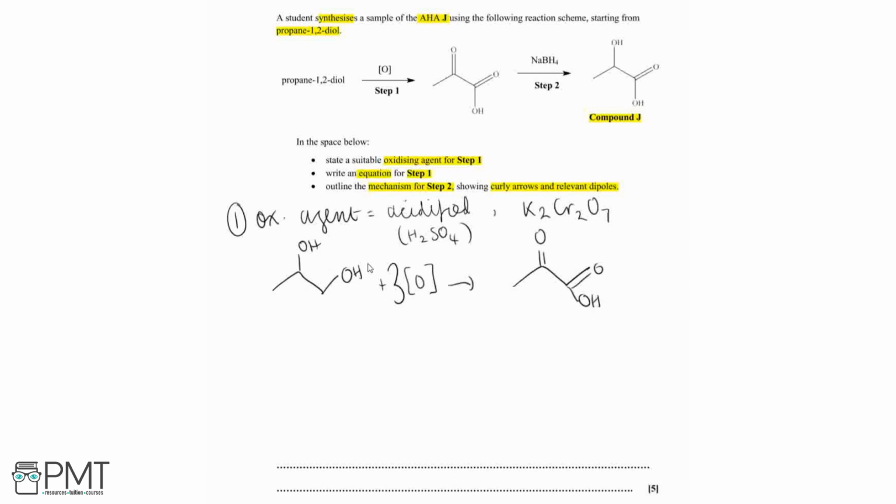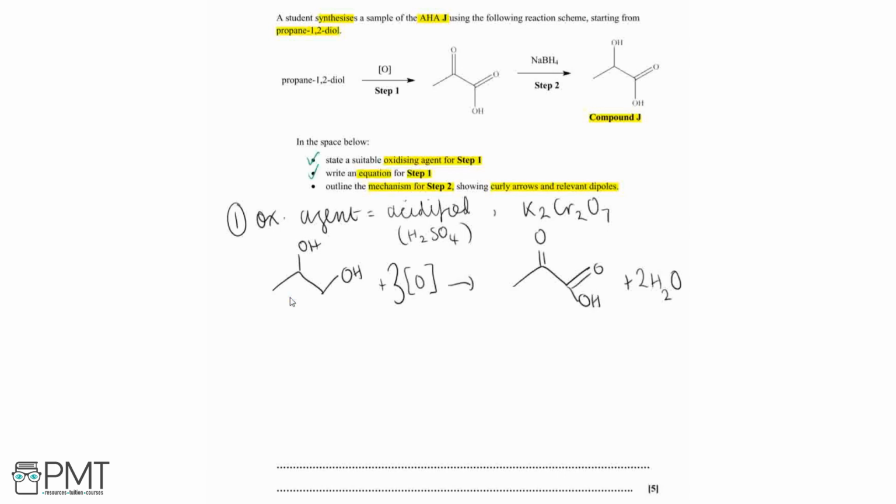And for each alcohol you oxidize, you produce a molecule of water as well. So in total, we've produced 2 molecules of water. And you could also check this by counting up your atoms and making sure that you've got the right number of oxygens, hydrogens, and carbons in total. So we've done these 2 parts here.